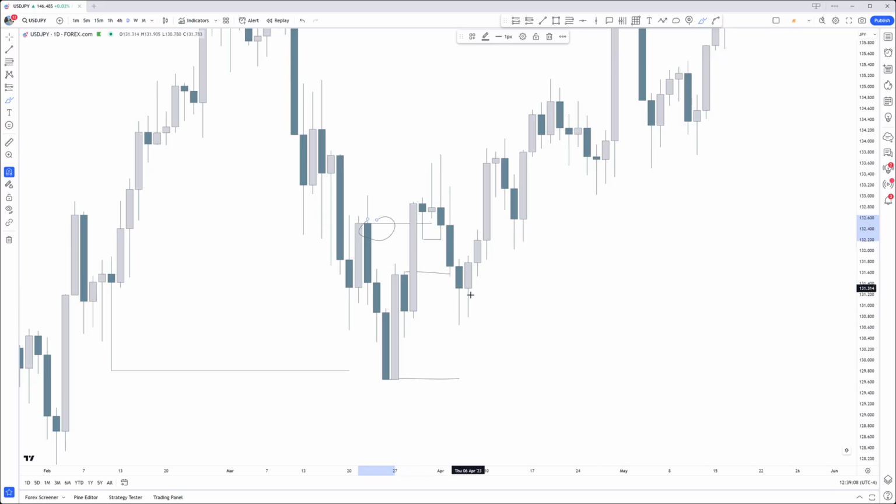Then the overlapping PD array is usually somewhere in the middle. It's a fair value gap, always a fair value gap that is overlapping with either an order block, breaker block, mitigation block. That is your overlapping part. So this right there, that fair value gap, that is your overlapping part because it's overlapping with the breaker block, but also overlapping with that order block right there. And then your last line of defense is always a swing low.